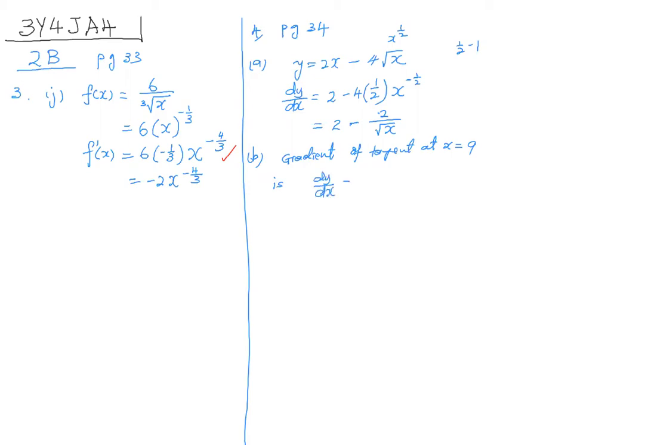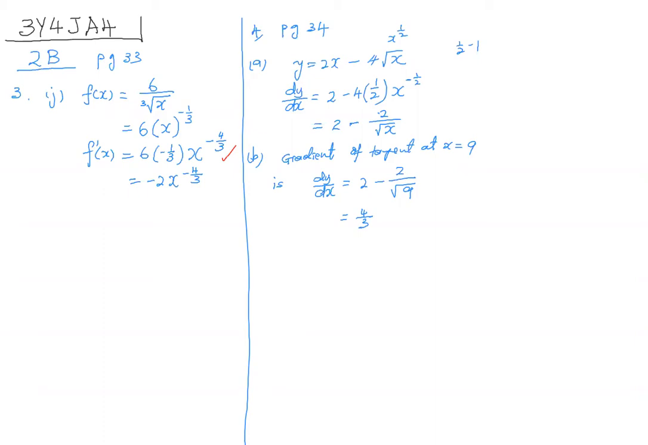Okay, 2, take away 2 divide by square root of 9. Okay, Christopher? 4/3. 4 over 3. So the answer is 4 over 3. So do I need to show how to get the answer? Yes, please.